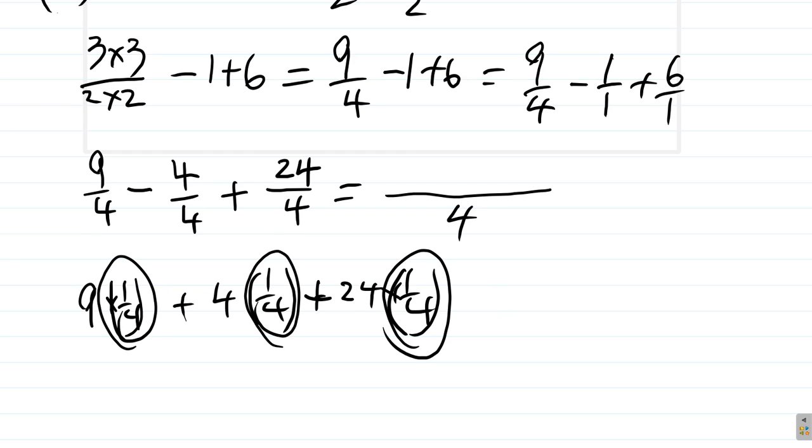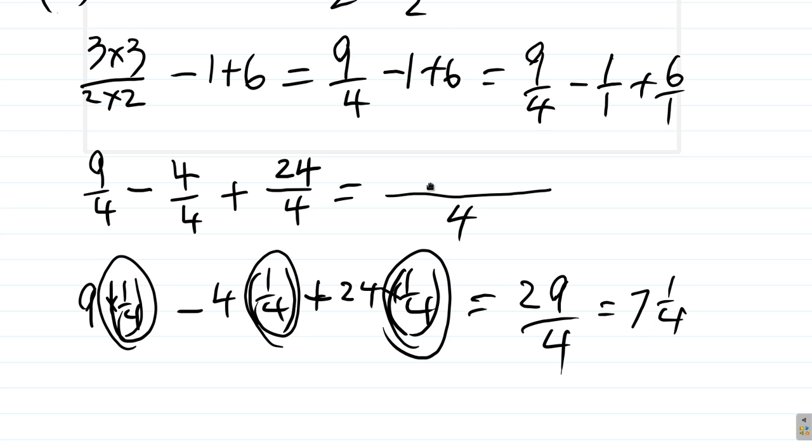Why did I write plus? It's minus, yeah. Negative 4. Alright, 9 minus 4. 9 of anything minus 4 of that leaves 5. 5 of anything plus 24 of that is 29. It's 29 quarters. 29 over 4. Right? Which is going to be 4 7s 28. 7 and a quarter. Alright? It's 7 and a quarter.